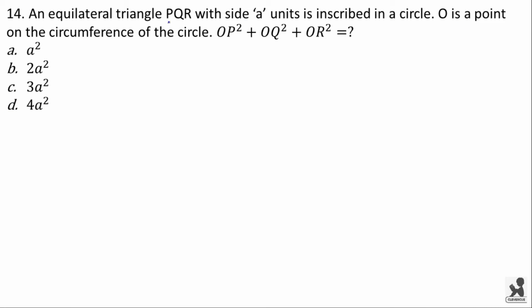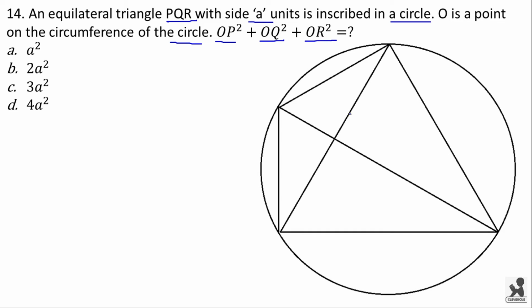An equilateral triangle PQR with side A units is inscribed in a circle. O is a point on the circumference of the circle. Now OP square plus OQ square plus OR square is asked in this question. Let us draw the figure. Here is the figure. Let these points be P, Q, R, and this is O.